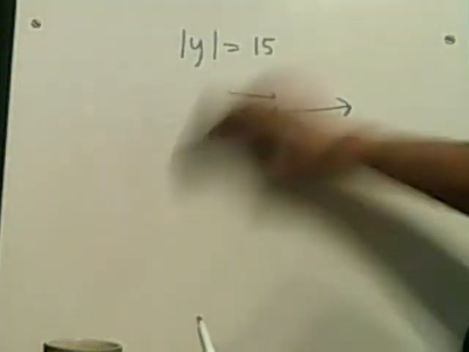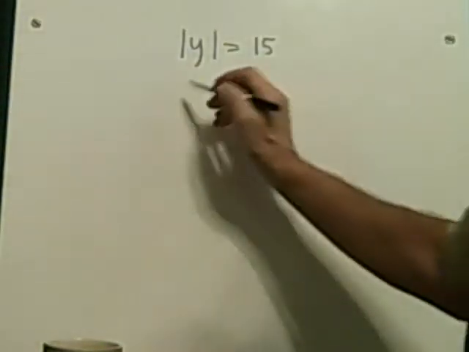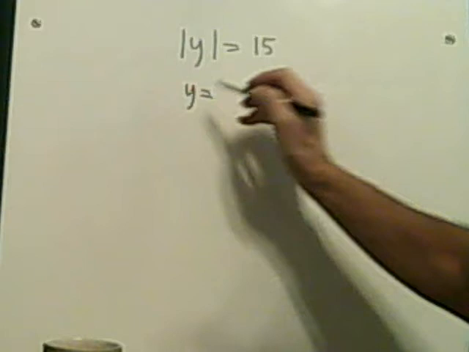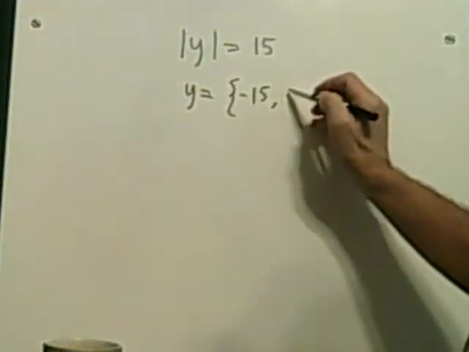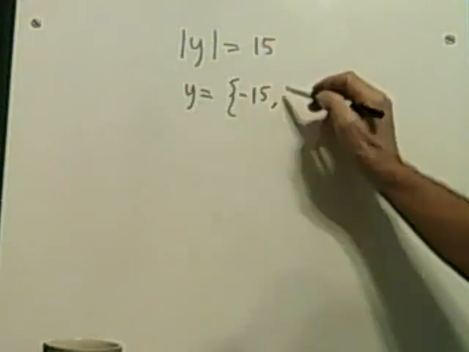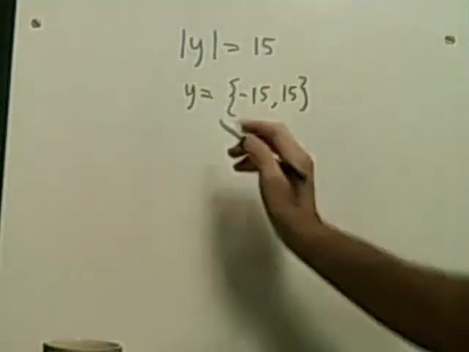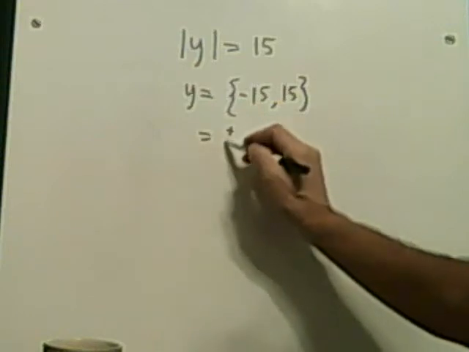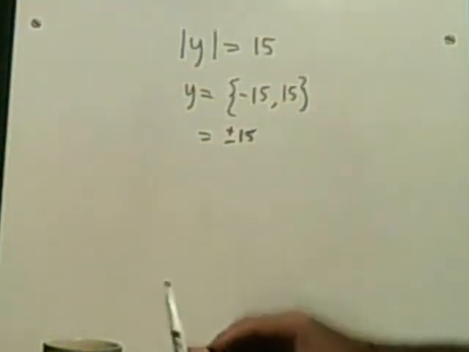Okay, now, here we have the absolute value of y is equal to 15. Well, this is just a starter problem. This is easy. The solution is that y is equal to -15 or +15. It's one or the other. I also like to write this as simply saying it's plus or minus 15. Okay? There are two solutions to this problem.